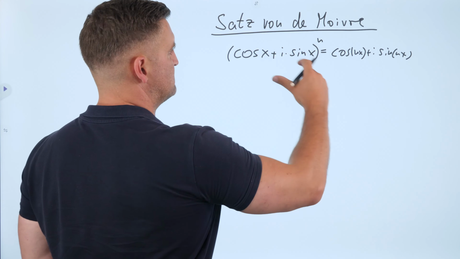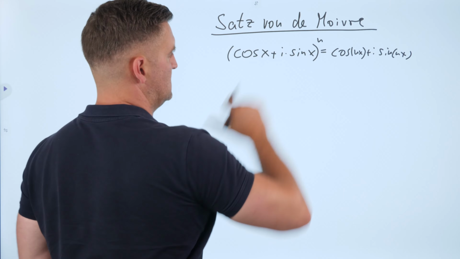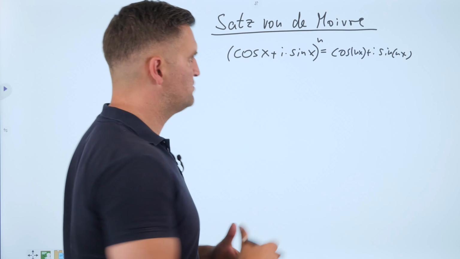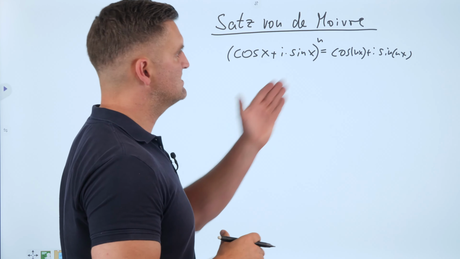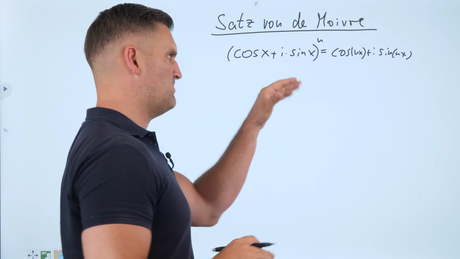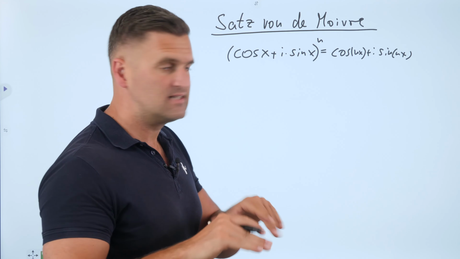If n is already 2 and you had to multiply it out, you would need the binomial identities. To the power of 3, 4, 5, that's not even worth mentioning. And that, of course, makes the calculations much easier. I also have example problems in the playlist on complex numbers.